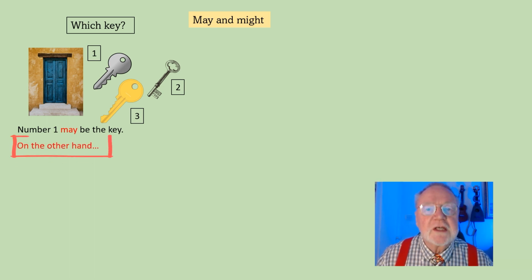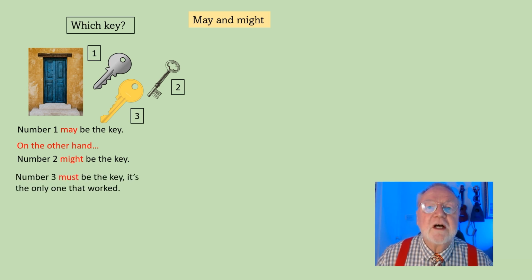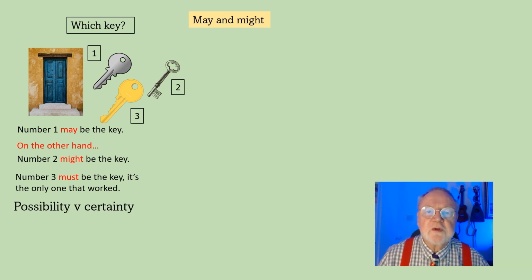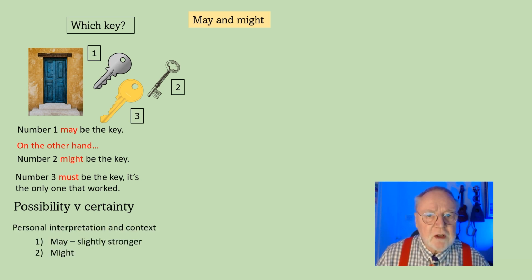But then, on the other hand, you might want to rethink that. Key number two might be the key. Not so certain now. We try the two keys, they don't work, then we use number three, and we can now say, number three must be the key. It's the only one that worked. So you can see that we've moved from possibility to certainty. May was not quite as strong as might, and must was certain. But it does depend a lot on personal interpretation and the context.